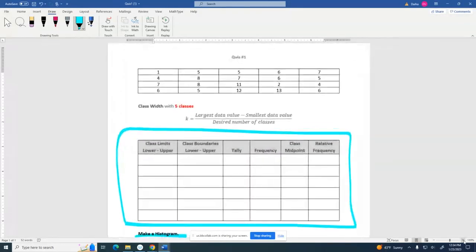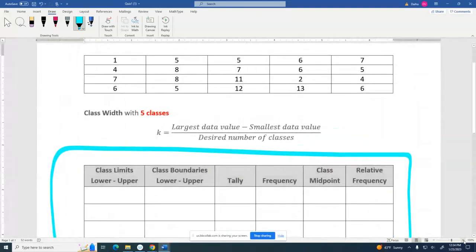Look at this. Before filling up the frequency table, we have to get the class width with the 5 desired as the number of classes. So when you take the k into the denominator, you have to put the 5. The number desired is the number of classes, right? And additionally, you have to take the largest data and the smallest data.